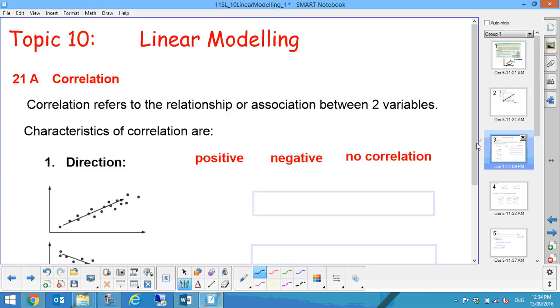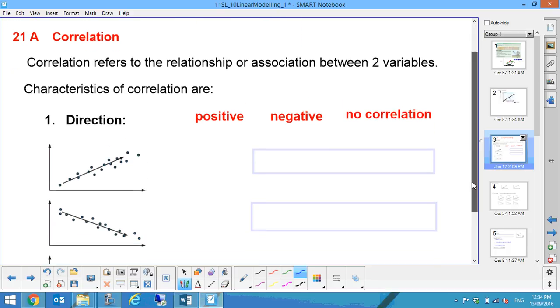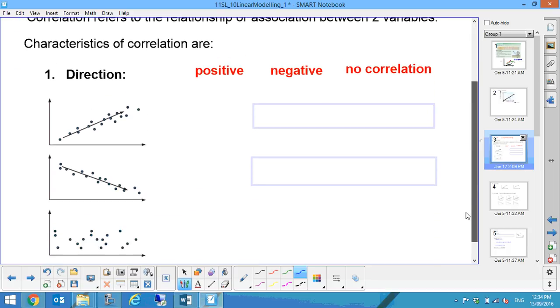So we're going to look at, to start with, this term correlation. So we may have used that just in everyday life to go, what's the correlation? What's the link between these two? So in mathematic language, correlation refers to the relationship or association between the two variables. And we're going to have several words that describe that correlation or the relationship. The first one is direction.